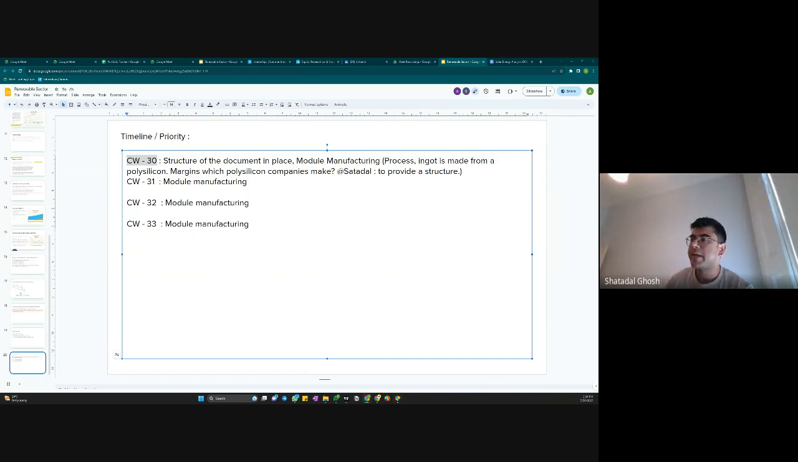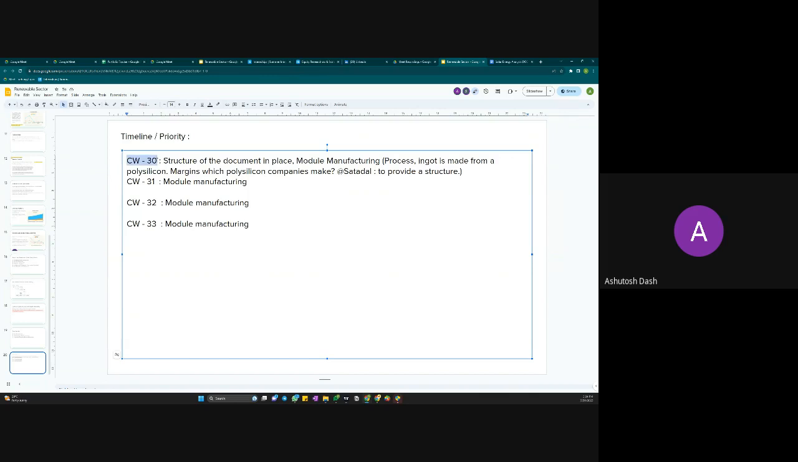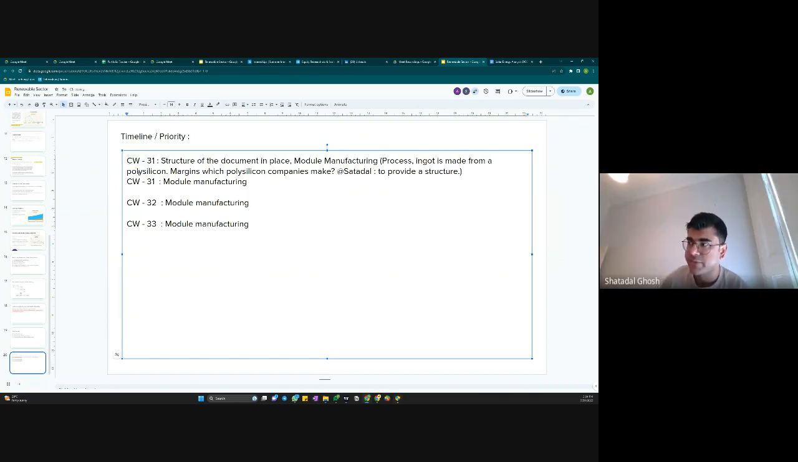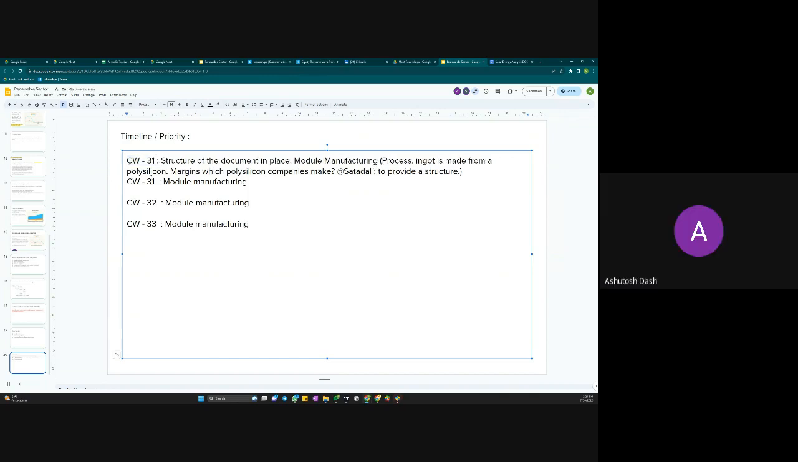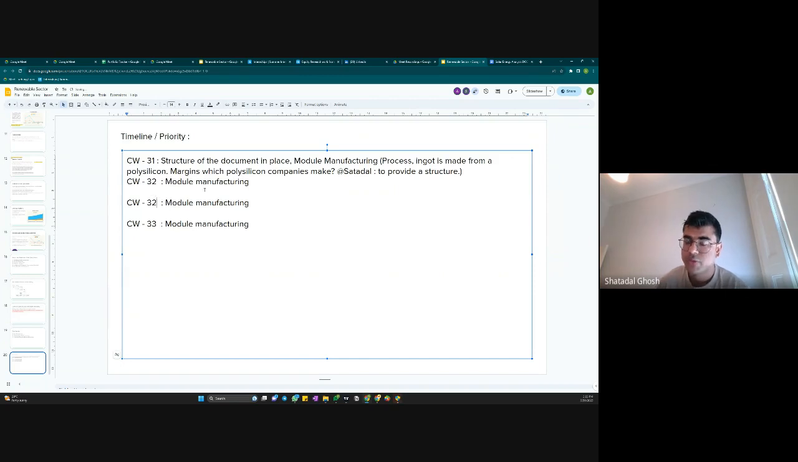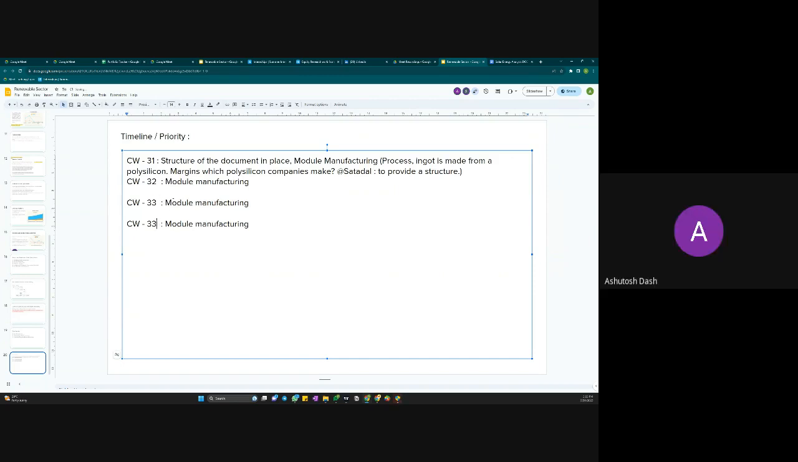So by next week, let's try to deep dive into any one part of the module manufacturing, right? It will most probably be polysilicon, and what the materials are and those kinds of things. So silicon wafer, ingot, those kinds of things. So by next week, let's try to deep dive into that.